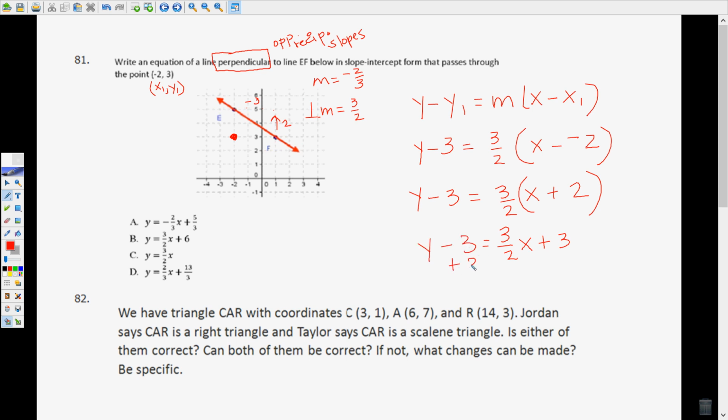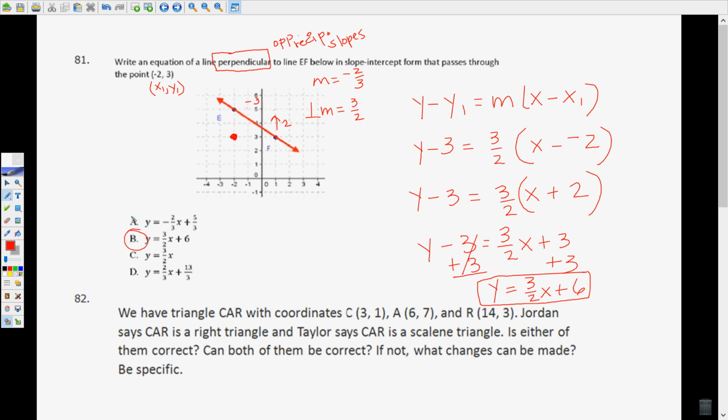And you add 3 to each side to solve for y, because they wanted it in slope-intercept form. So that gives you 3/2 x plus 6. So that is choice B.